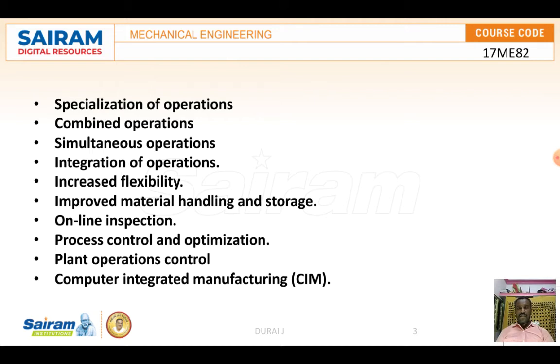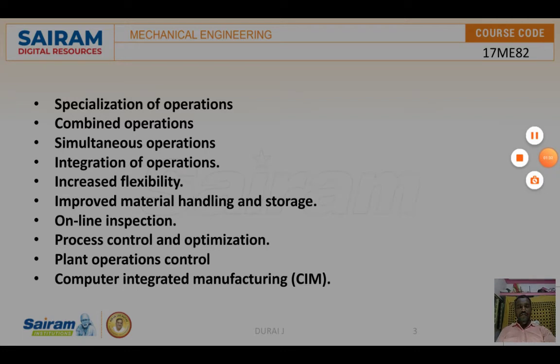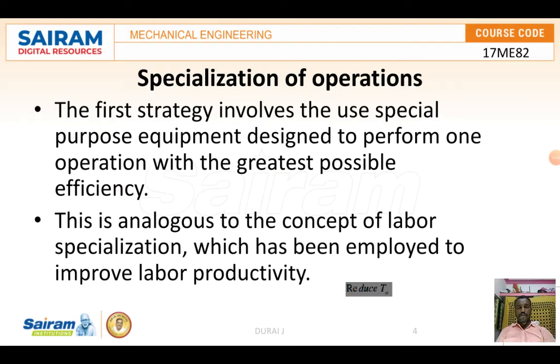They are: specialization of operations, combined operations, simultaneous operations, integration of operations, increased flexibility, improved material handling and storage, online inspection, process control and optimization, plant operation control, and computer integrated manufacturing. So we're going to start one by one.